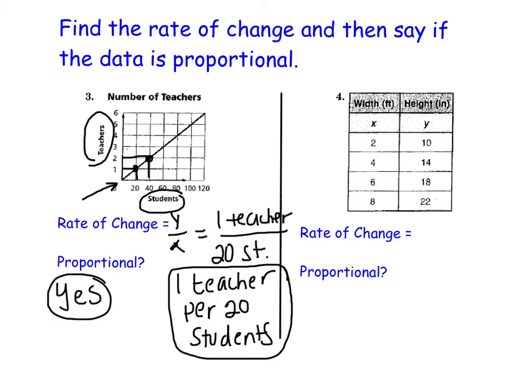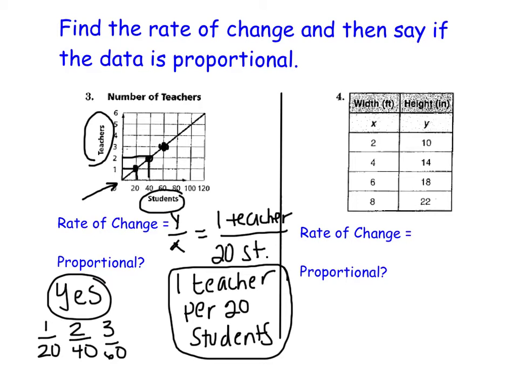The other way to do it would be to go ahead and set up the fractions. So we have 1 teacher with 20 students. The next point is 2 teachers with 40 students. The next point on the graph would be 3 teachers at 60 students, etc. And since all of those fractions are equal, we can say the data is proportional.